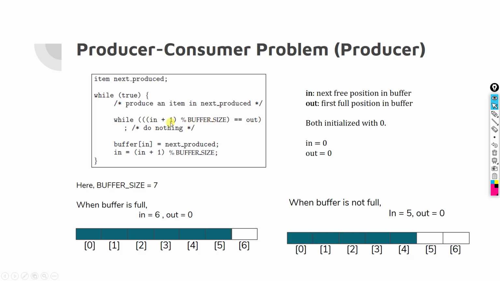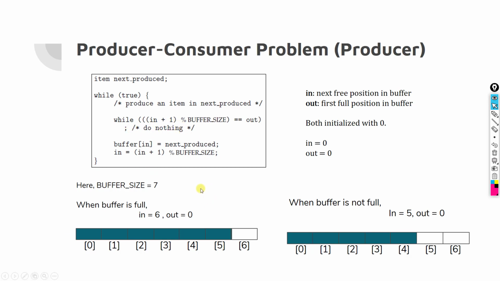So if we follow this condition, that is in plus 1, that is 6 plus 1, 7, mod buffer size, that is 7, is it equal to out? If it is equal to out, then it does nothing. I mean it considers that the buffer is full. Actually this is not a perfect solution. In this solution it is assumed that if there are n-1 items in the buffer, then the buffer is full. So the condition is written in such a way that if there are n-1 items in the buffer, the buffer will be full and the producer will not produce anything. See, the producer does nothing.